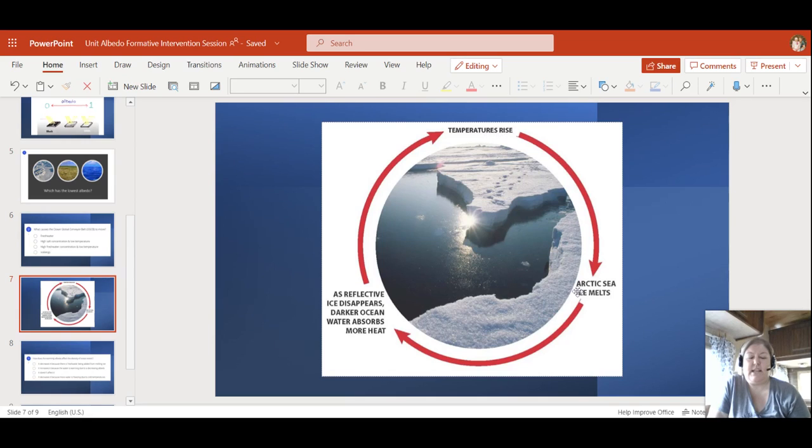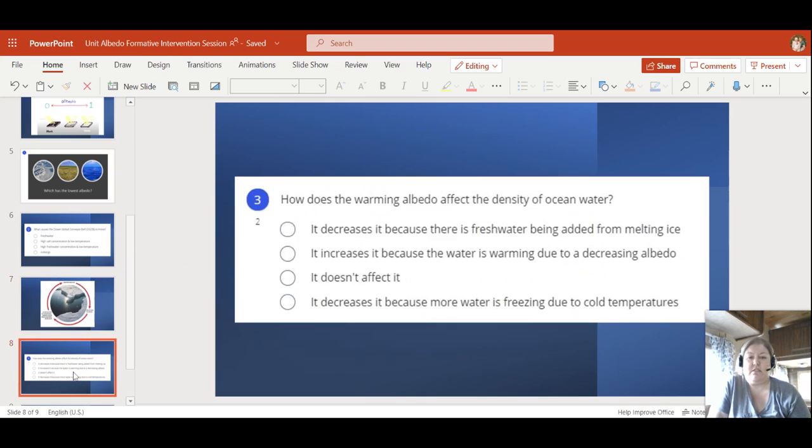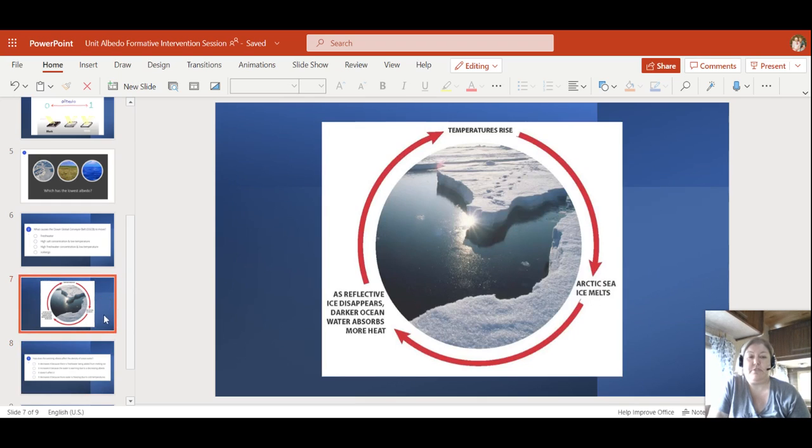Okay, so temperature rises, the Arctic sea ice melts, more blue water is showing, absorbing more solar energy, which increases the temperature. So could it be it decreases because the water is warming due to the decreasing albedo? It doesn't affect it. Or it decreases because more water is freezing due to cold temperatures. Okay, based on this, is more water freezing?